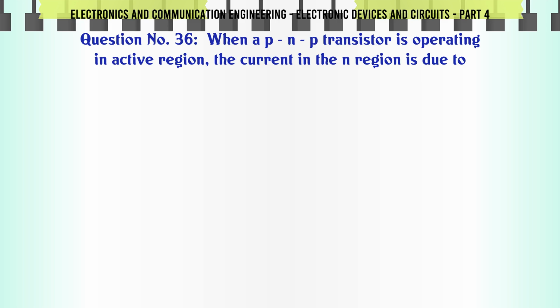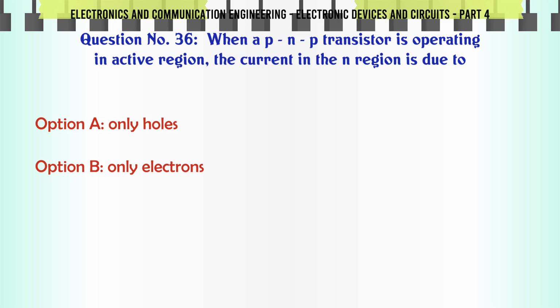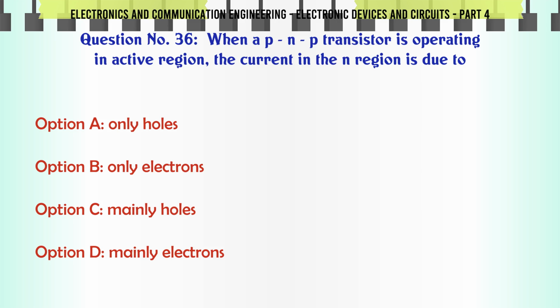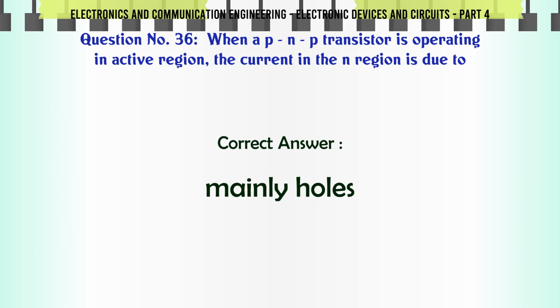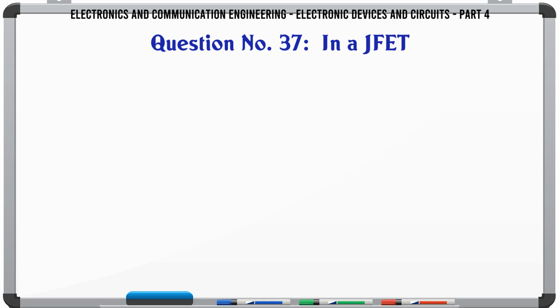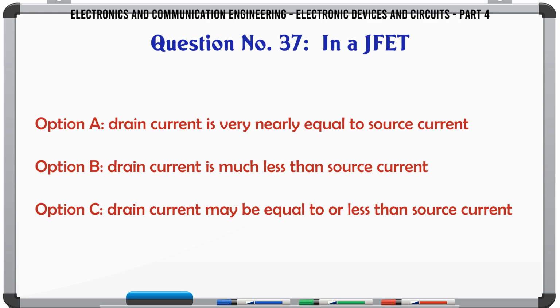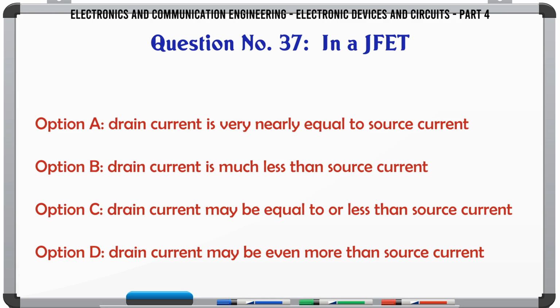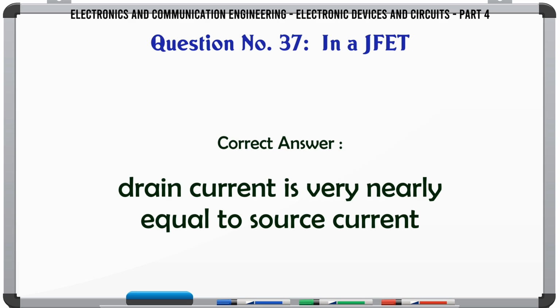When a PNP transistor is operating in active region, the current in the N region is due to A, only holes, B, only electrons, C, mainly holes, D, mainly electrons. The correct answer is mainly holes. In a JFET, A, drain current is very nearly equal to source current, B, drain current is much less than source current, C, drain current may be equal to or less than source current, D, drain current may be even more than source current. The correct answer is drain current is very nearly equal to source current.